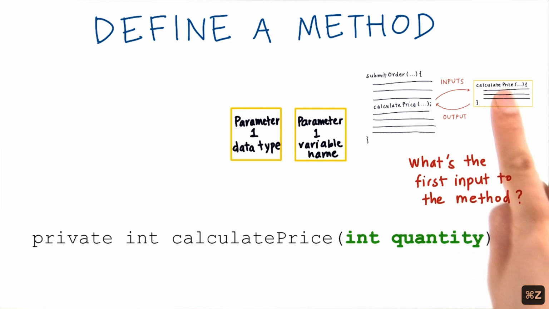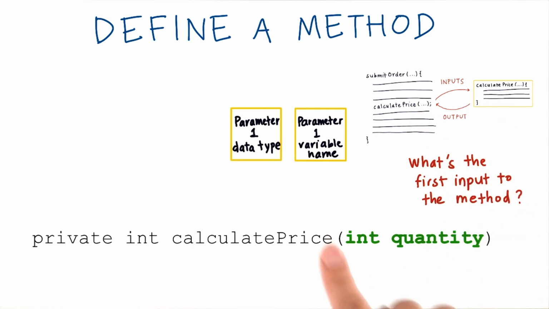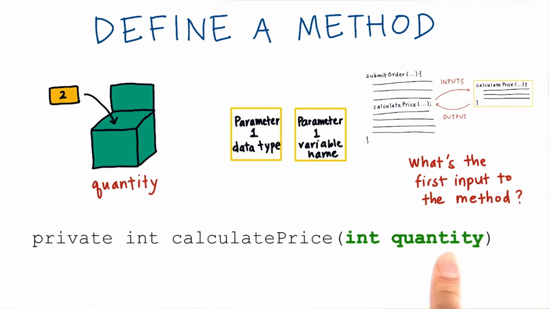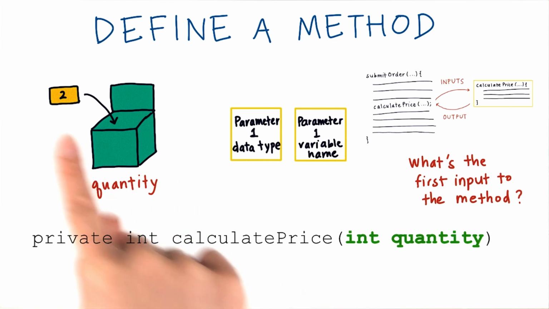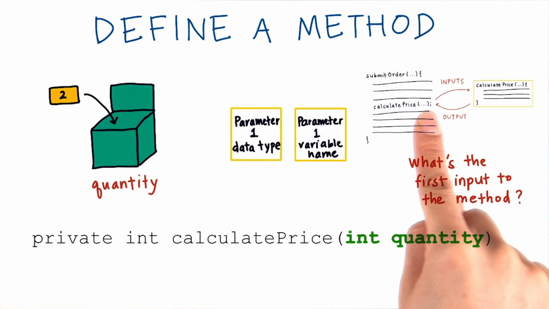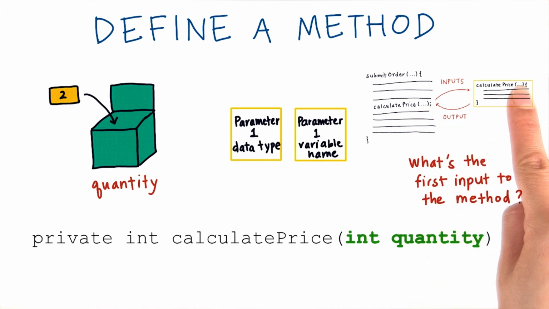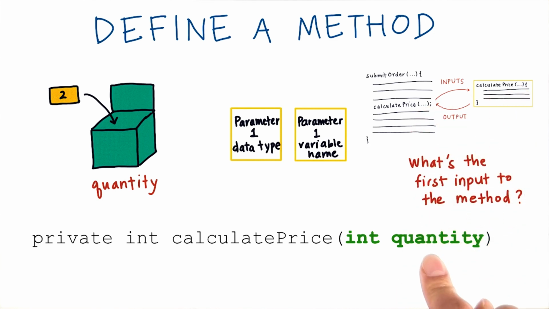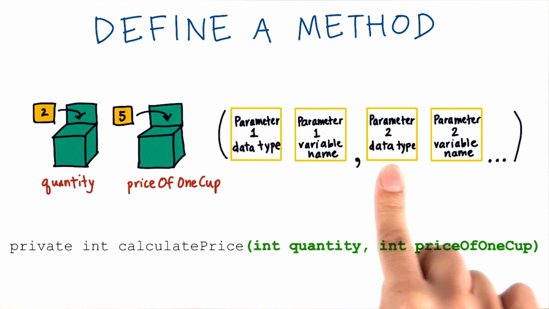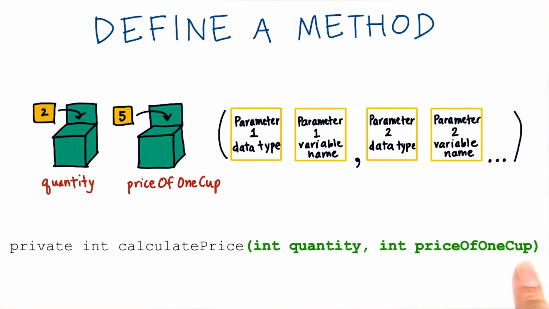So from the diagram of inputs and output, this is going to be the first input to the method. Within this method, then you can refer to the quantity variable, and it's just like any other variable where it already has a value inside of it. The value comes from when you initially called the method and you passed that input in. If we want to modify the method signature to add a second input param, we just have to specify the data type and the variable name for that second input param.